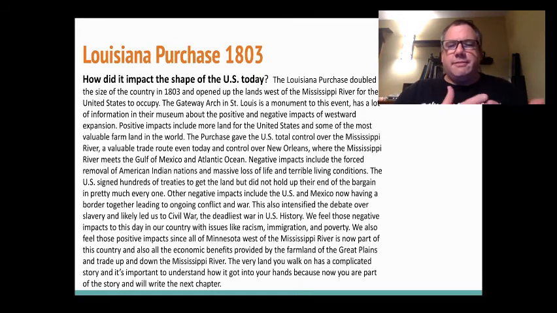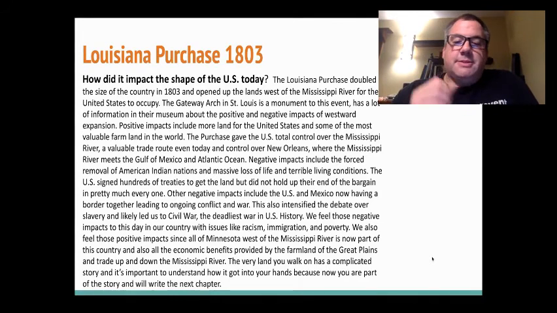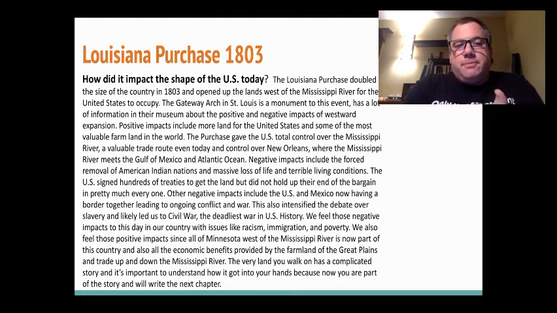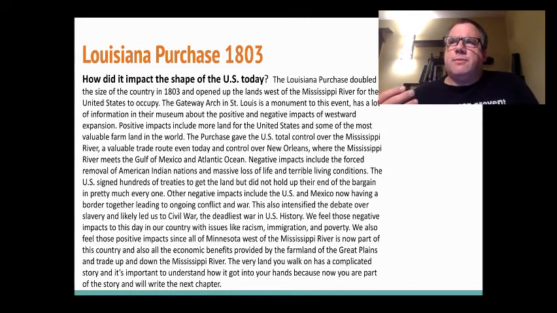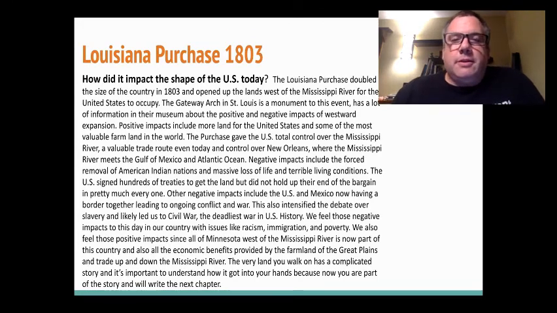So like it says at the end there, the very land you walk on has a complicated story. And it's important to understand how it got into your hands, because now you are part of the story and you are going to help write the next chapter. You're going to decide, how do we look back and how do we look forward, and how do we resolve all this complexity, all this drama? Like we talked about in class, usually if we ignore drama, it comes back worse. So how can we avoid that? How can we solve that? How can we resolve that? Or can we? You have a lot of power and a lot of thinking to do here.